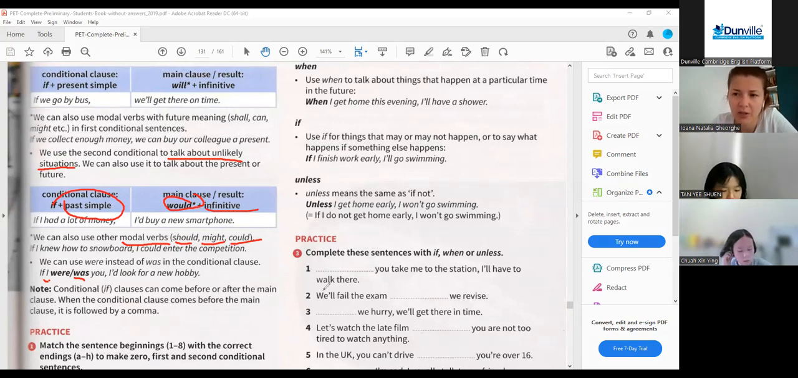Okay, so two things to take away. Past simple in the if clause, would or should, might, could in the main clause. Okay, now let's do a little bit of practice. And I promise you this is the last grammar bit that we are doing. Second conditional, there you go.